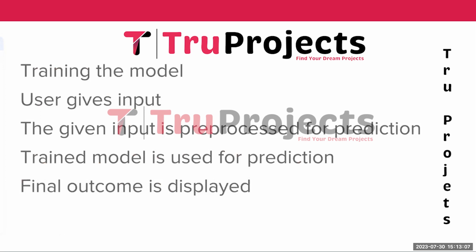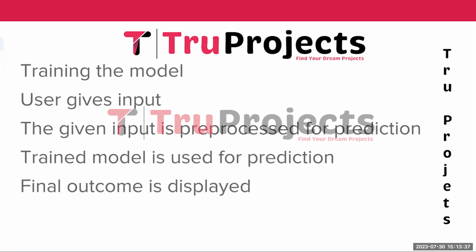And the next one is the user gives the input. To make the model accessible to the users, a user-friendly interface is created using a Flask web application. Users can interact with the model by uploading their own cat or dog images through the application interface. And the next step is that the given input is pre-processed prior to prediction. Once a user uploads an image, it undergoes the same processing steps as the training data. This involves image resizing, conversion to a numerical array, and normalization.